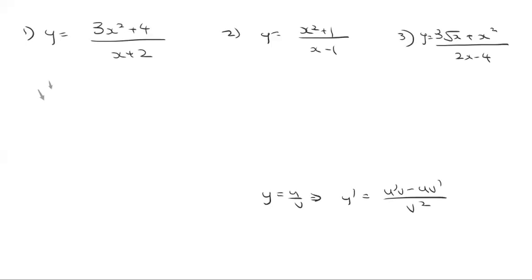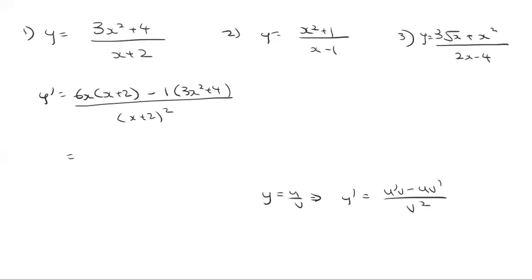So y dash would be: derive the numerator, which is 6x, multiplied by the denominator. Remember it's minus, derive the denominator, which is 1, times 3x squared plus 4, and then you'll get x plus 2 squared. Then basically just do a bit of expansion. That's going to be 6x squared plus 12x minus 3x squared, which is 3x squared. You're going to get 3x squared plus 12x minus 4 over x plus 2 squared.